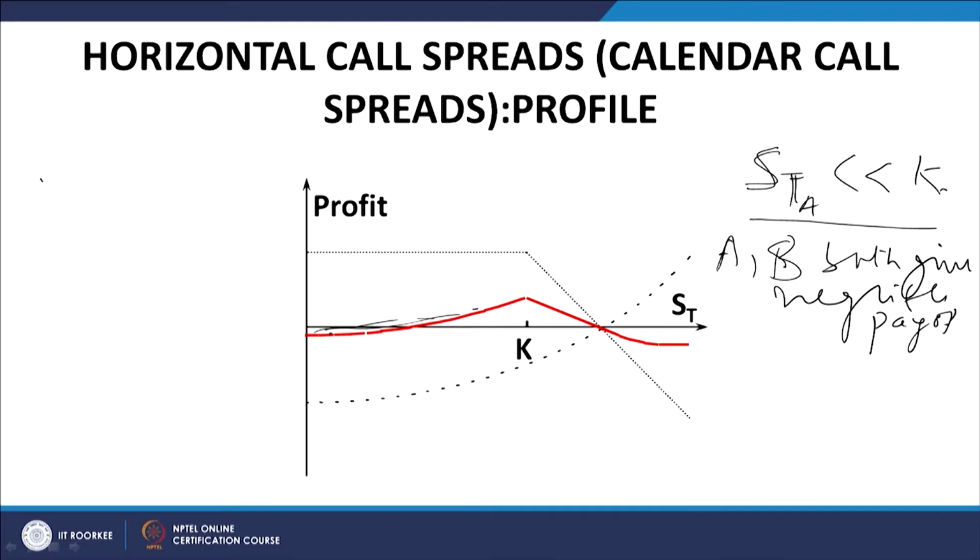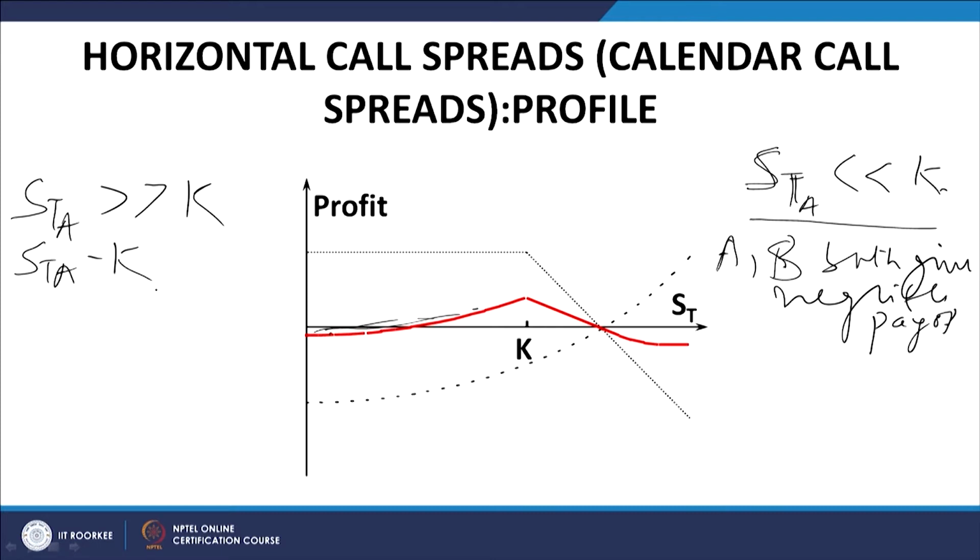If S_T^A is much greater than K, now what happens? As far as option A is concerned, it is quite straightforward. You will get a payoff of S_T^A minus K. So, there is no problem as far as option A is concerned. You get this payoff S_T^A minus K.